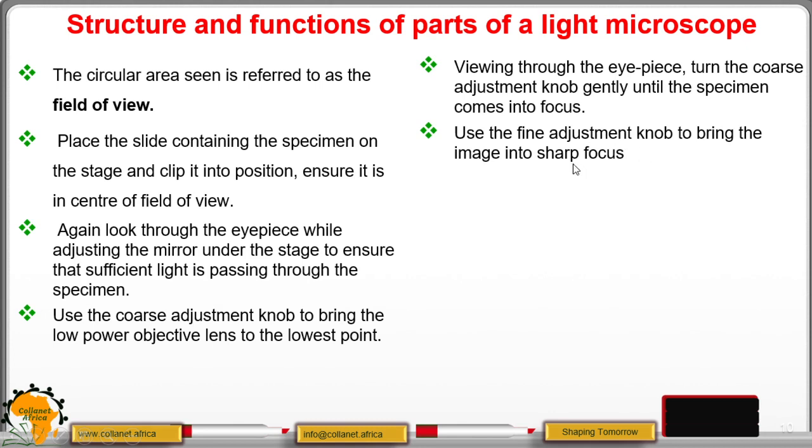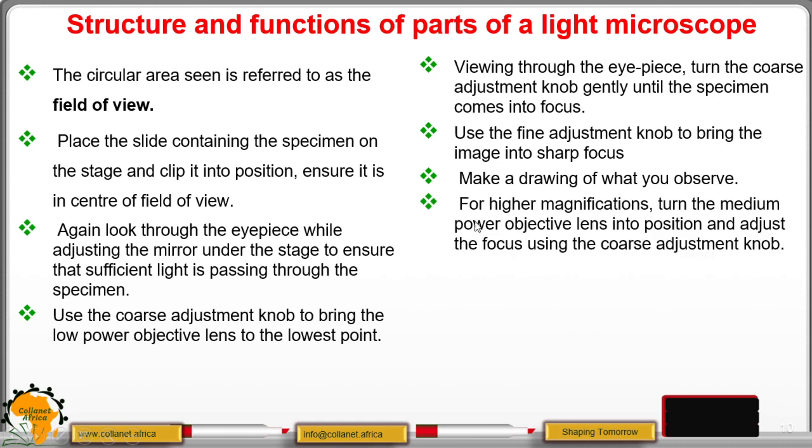Then, for a sharper or better image, use the fine adjustment knob to bring the image into sharp focus. That is a very clear image. Then, make a drawing of what you observe. If higher magnifications or finer details are required, you switch from the low power objective lens to the medium power objective lens and adjust the focus using the coarse adjustment knob. And for sharper images, you use the fine adjustment knob.